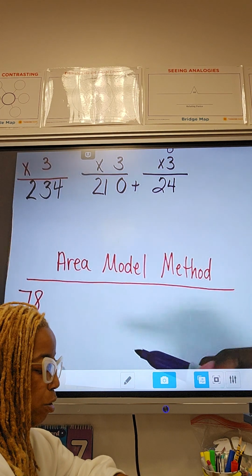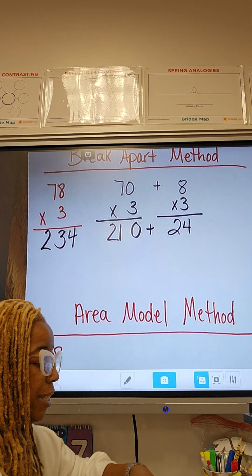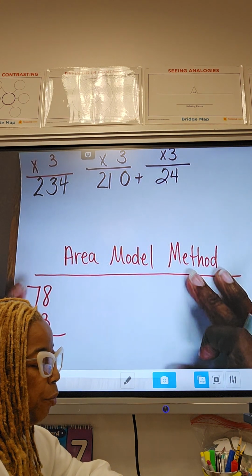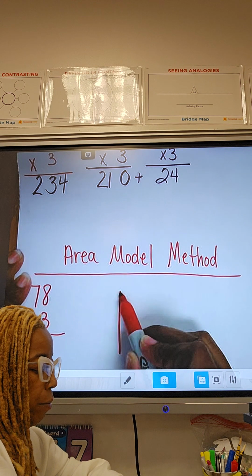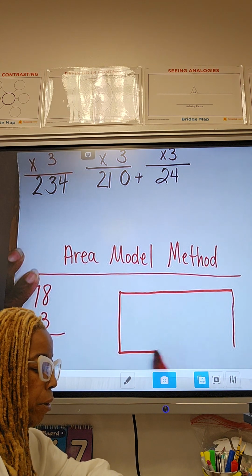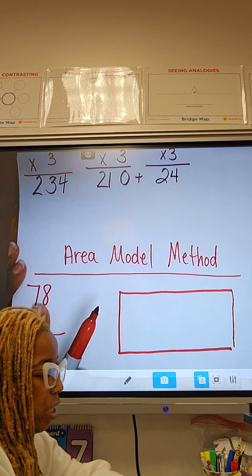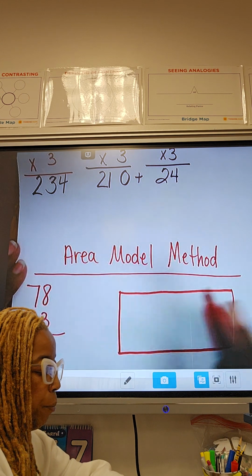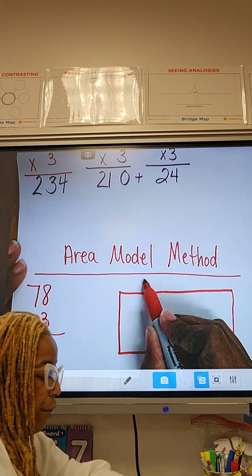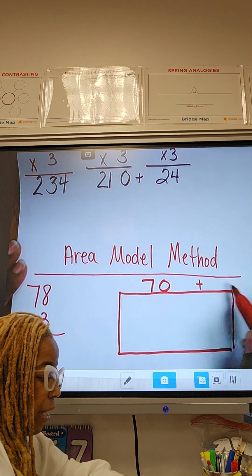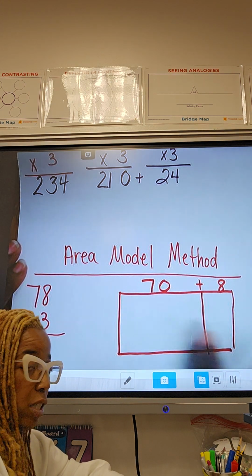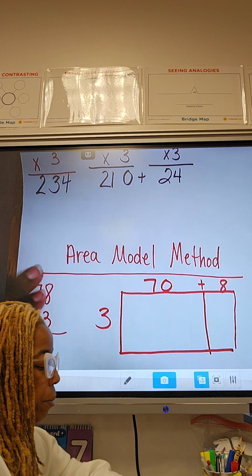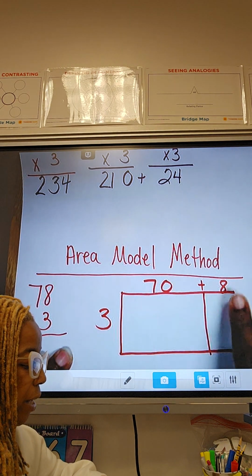The area model starts with the basic design of a rectangle, like finding the area and perimeter of a rectangle. So if you remember that, you can pretty much remember this. So what we do is we look at the 78 just like we did the break apart method. We're going to break 78 apart into expanded form. And so 70 is greater than 8. So we do 70 plus, and then 8 has a smaller part because it's a smaller piece. Okay, so now the 3 goes on the side and we multiply 70 times 3 and then 8 times 3.